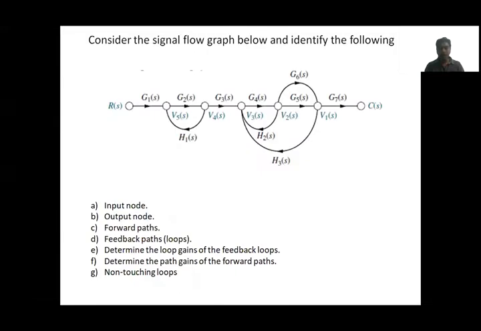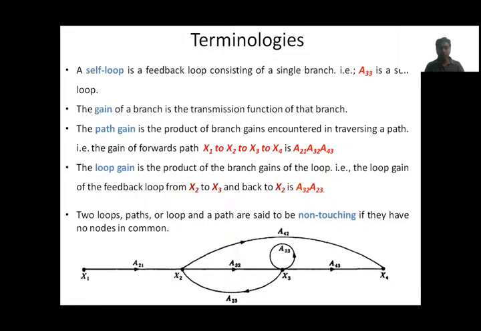Next, non-touching loops. Non-touching loops means that if more than one loop exists in a system, and two loops are far apart and do not have any common node, then the two loops are called non-touching loops. They are simply isolated from each other.